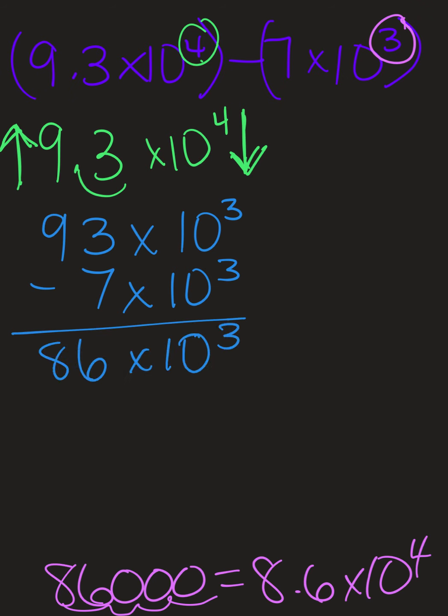Now the reason this isn't as practical is because, if you notice, this number here is not between 1 and 10. So it's not in scientific notation answer form yet. So what I have to do is I'm going to make this 8.6. And I moved that decimal to make the number smaller, so I have to move this to make that number larger, the exponent larger.